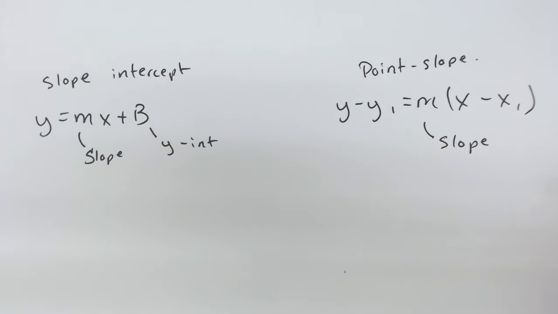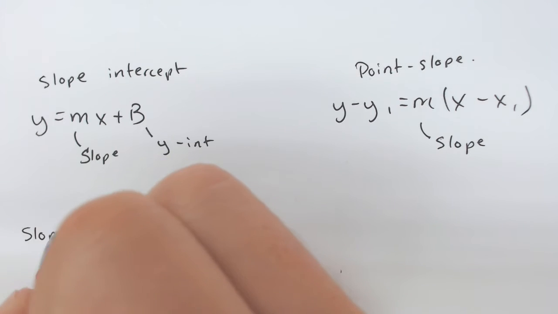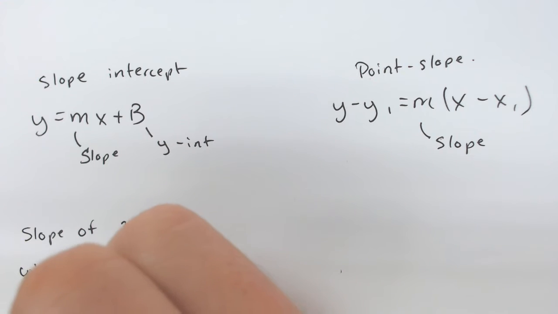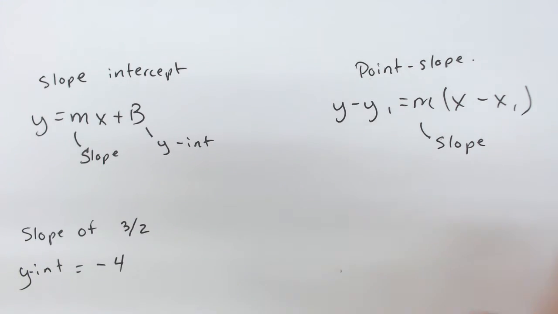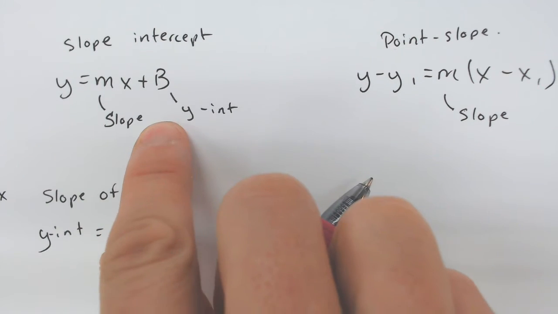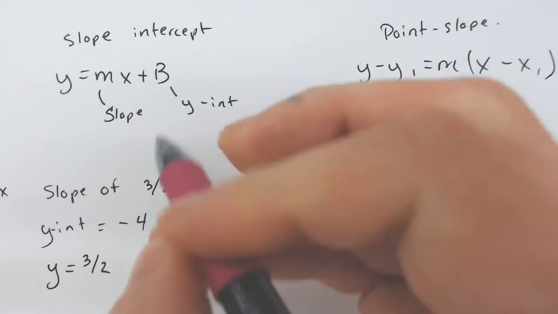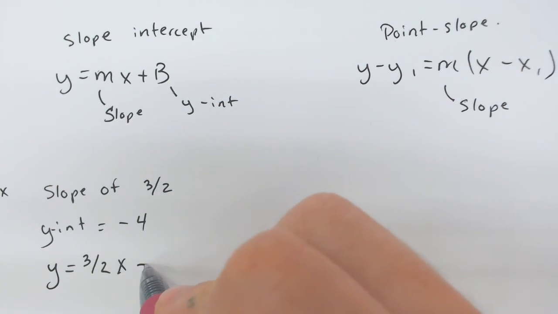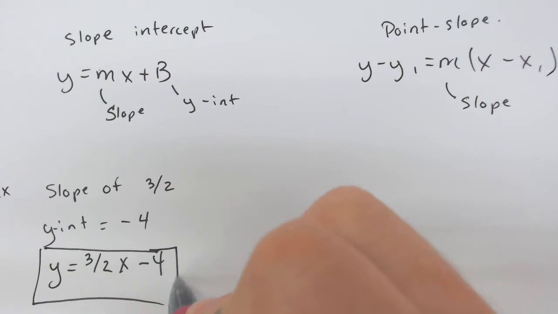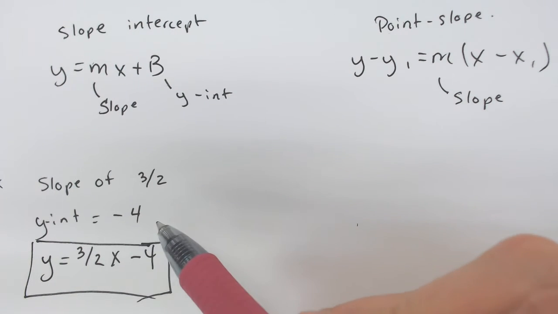All right? So, for our first example, let's say we were given a slope of 3 over 2 and a y-intercept that is equal to -4. If you're given that information, all you have to do is plug it into the slope-intercept form, and that would give us y equals 3 over 2 is our slope, x minus 4. And that is all that you need to do. That is if you are given a slope and a y-intercept.